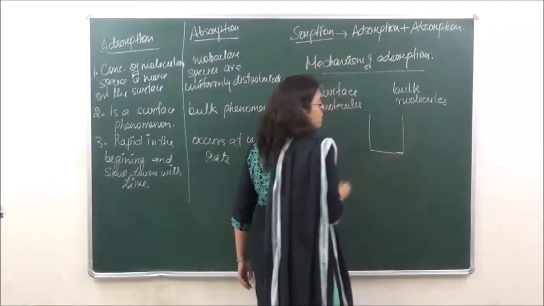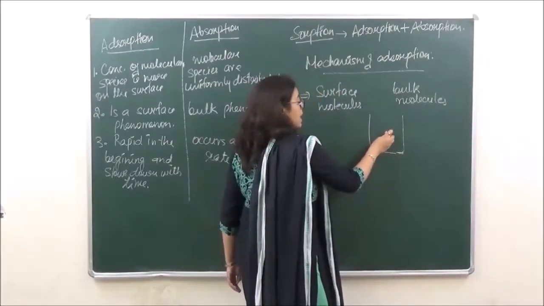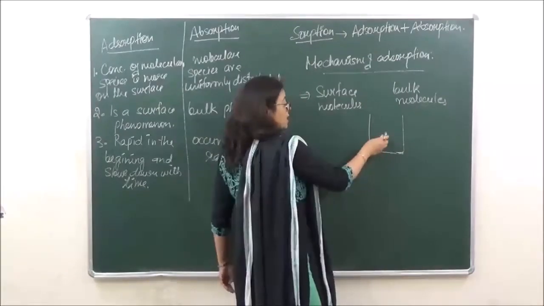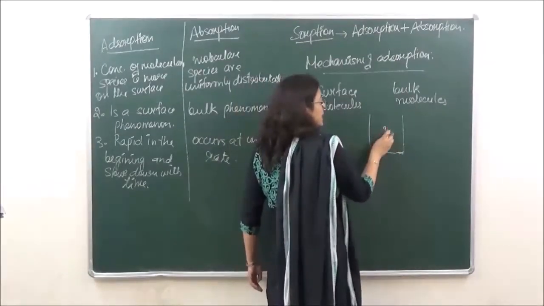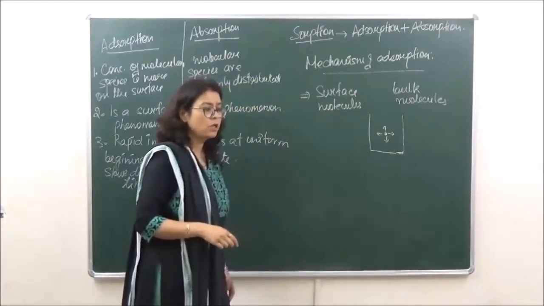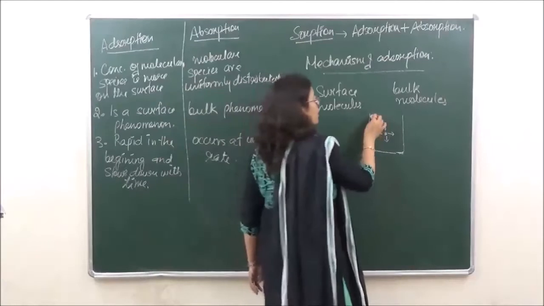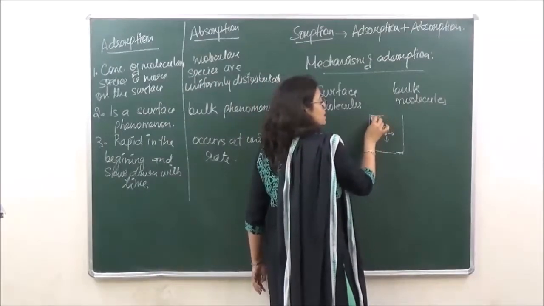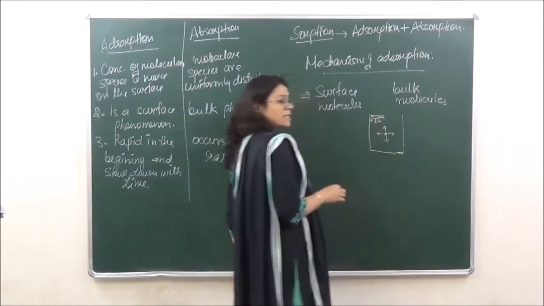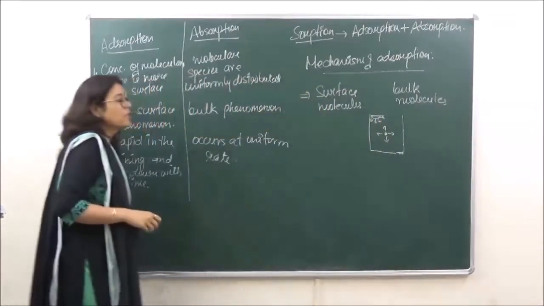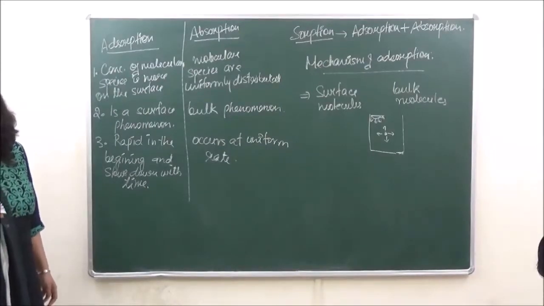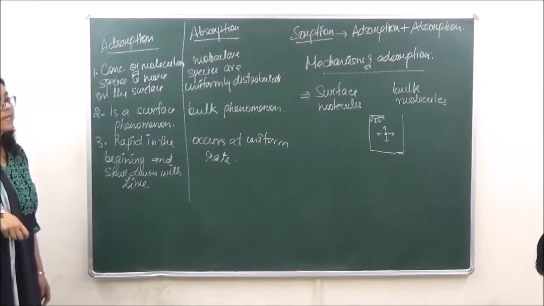For example, if we take a beaker and look at a molecule present in the center, this molecule will be attracted equally by all the molecules on all sides of it. Whereas the surface molecule will only be attracted towards the inside, right? So the state of molecules is different on the surface than in the bulk.